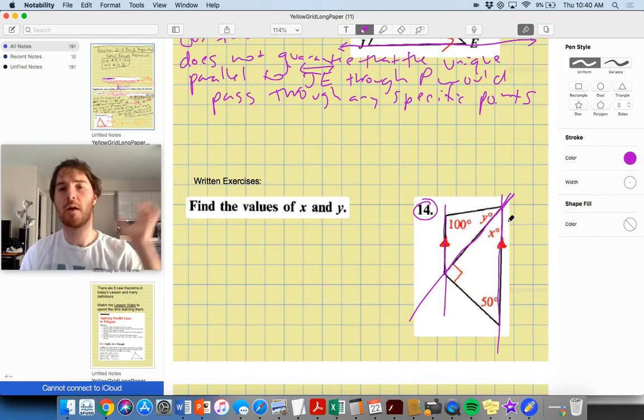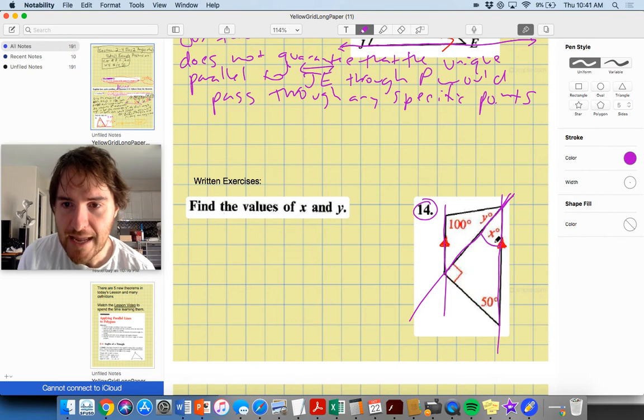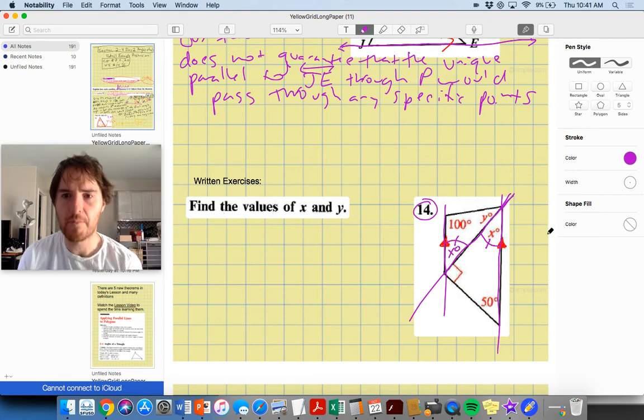You can see it a little bit better. Fruit fly right in my face here. Okay, so we know that this angle X here is going to be congruent to this angle. That could potentially help us, so maybe I'll mark that up. Okay, 50 degrees, that's going to help us at some point.